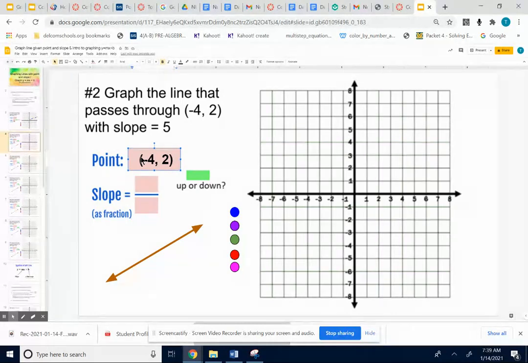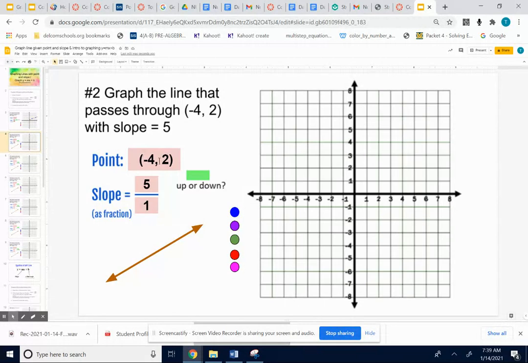Okay, now you guys, we need that slope to be a fraction. At least I'm going to have you do it that way, so you will remember rise and run. So to make 5 into a fraction, let's think about what can you divide 5 by and still be equal to 5? It's 1. To change any integer into a fraction, just stick a 1 underneath it. So my slope as a fraction is 5/1.